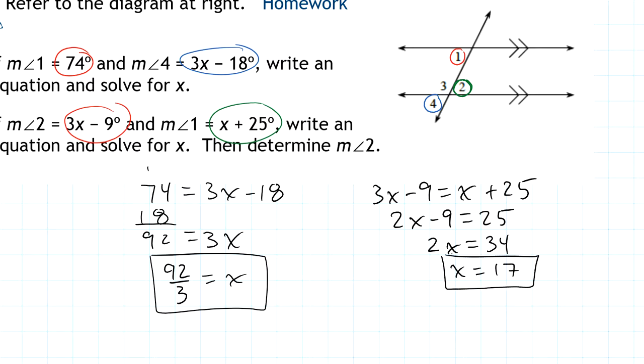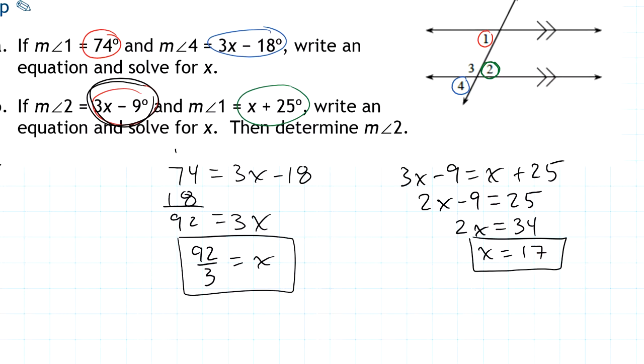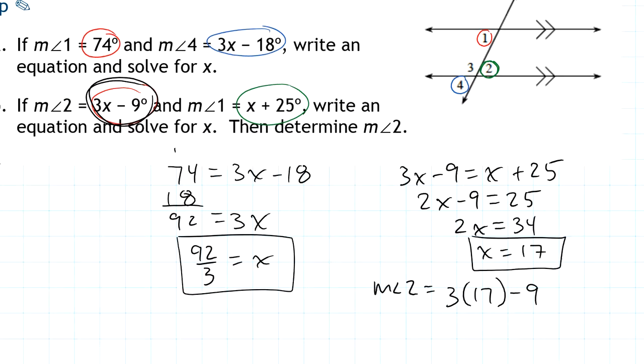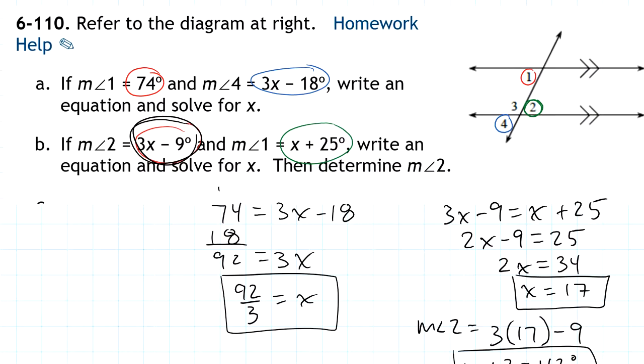The question did ask me to determine the measurement of angle 2, so I need to know how big this angle is. I'm going to push that 17 into that expression. So the measure of angle 2 would be 3 times 17 minus 9, and that is, I believe, 42 degrees. So the measure of angle 2 is 42 degrees. Okay, so that's it. We had corresponding angles and alternate interior angles.